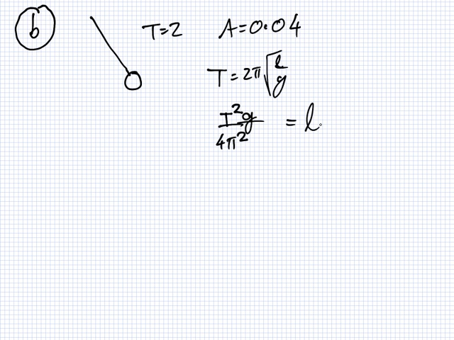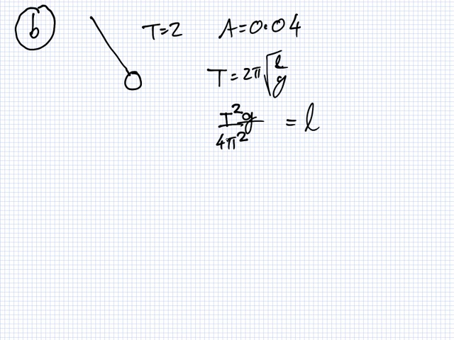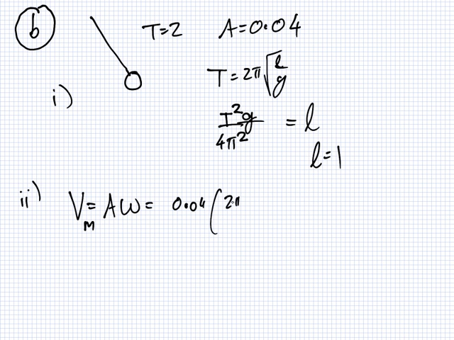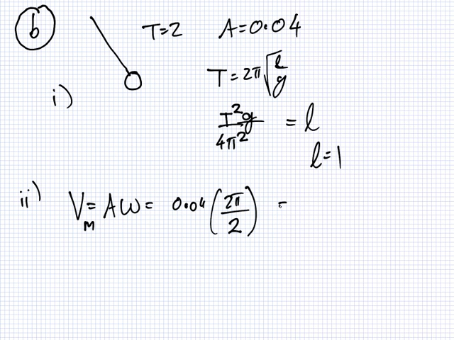Did you work this out? What did you get? My calculator's not here yet. 1 meter? Yeah, it should be about 1 meter for 2 seconds. Part 2? So, yeah, v max is equal to A omega, which is equal to 0.04, and omega is 2 pi over T. Oh, there's my calculator. So this ends up being just 0.04 pi, which is about 12 centimeters a second.